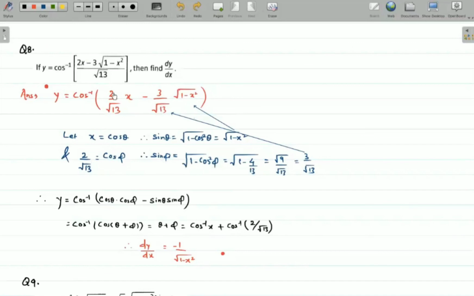So if I take this as cos 5, this will become sine 5. Similarly, if I take this as cos theta, we'll get sine theta. This term will be sine theta. So this will get transformed to y equals cos inverse of cos theta into cos 5 and sine theta and sine 5. It's nothing but the formula of cos of a plus b. So cos inverse cos will get cancelled. We'll have theta plus 5. Now theta we can write as cos inverse of x, and phi is a constant. So when I take dy by dx, this will give you minus 1 by root of 1 minus x square, and this will give you 0. This is the answer to the question.